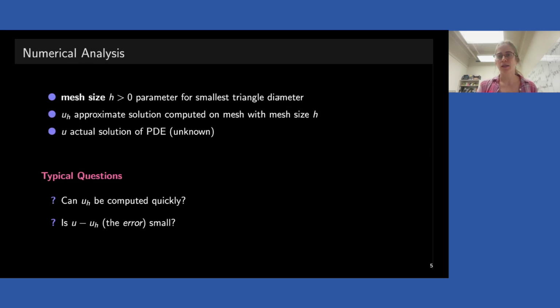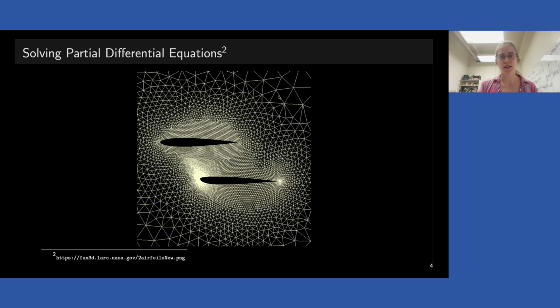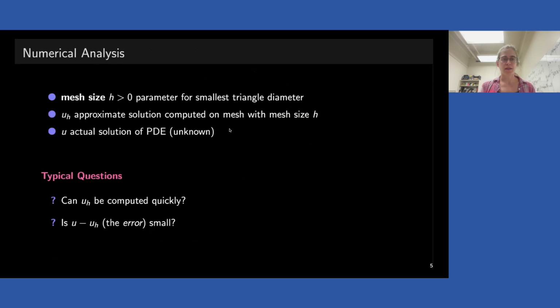So let's denote h the mesh size. So that's the diameter of the smallest triangle here. We could also, by the way, have a mesh that has all similar triangles or squares, in which case it gets a little simpler. And then let's call UH the approximate solution that is computed on such a mesh with mesh size h. And let's call U the actual solution of the partial differential equation, or PDE, which is unknown.